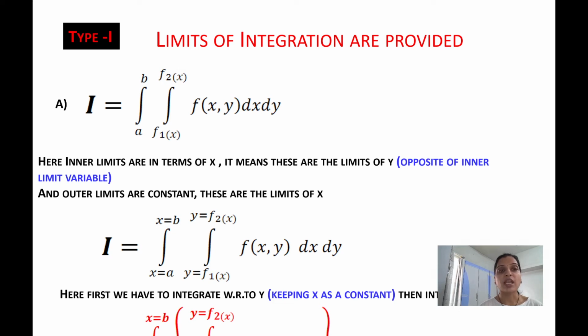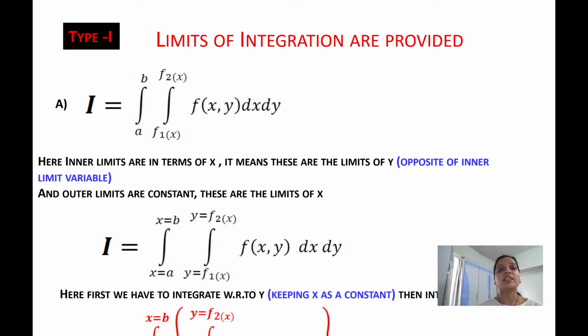Here in case 1, I is the integration from a to b, f1(x) to f2(x), of f(x,y) dx dy. Clearly, the inner limits that are given are f1(x) and f2(x), which are in terms of x. So usually, whenever the limits of integration are in terms of x, we will integrate with the opposite variable. That is, we will integrate with respect to y first.